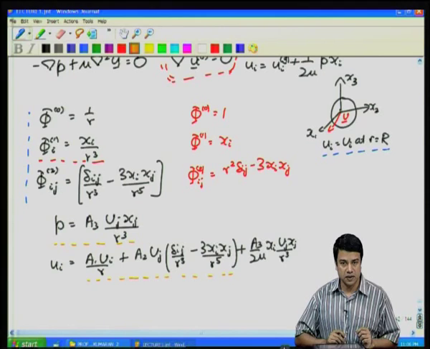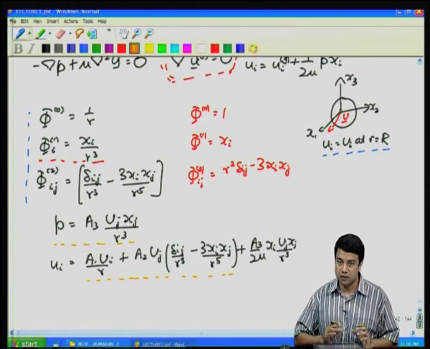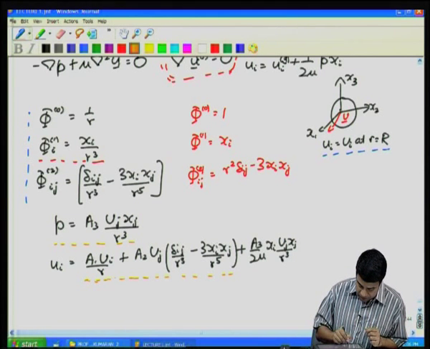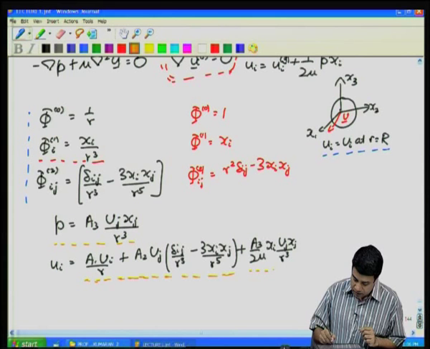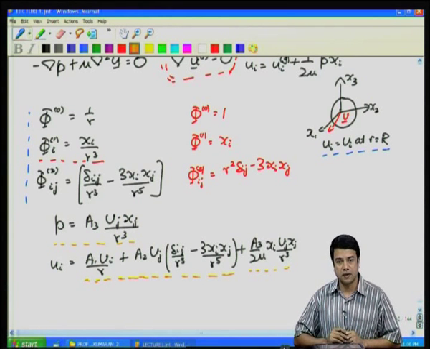You can get it two ways. Either you multiply the sphere velocity by a scalar or you dot it with a second order tensor, and these two are the solutions for the general part of the velocity profile. Add to that the particular solution to get the final solution for the fluid velocity around the sphere.